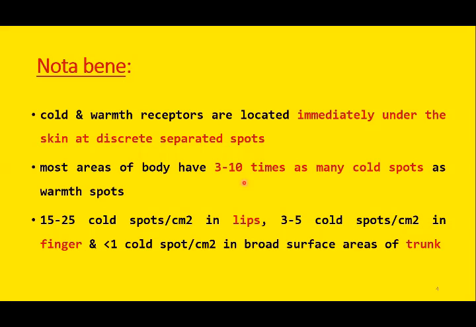For example, if we discuss the cold spots per centimeter square, you can see high number in face or mouth, especially at lips. Similarly, 3 to 5 cold spots per centimeter square in fingers. However, the number is much less than 1 cold spot per centimeter square in areas of trunk. So not only there are varying number of cold and warmth receptors, but according to the location of the body, the number is variable as well.